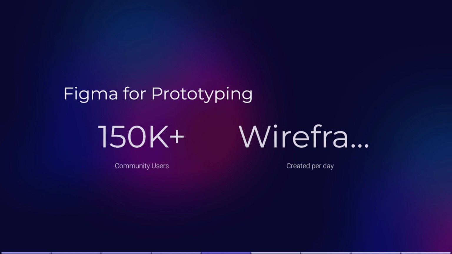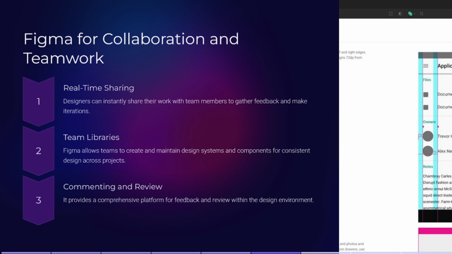Now we'll see why Figma prototyping is well suited. First of all, there are 150k community members. Figma for collaboration and teamwork. Real-time sharing: designers can instantly share their work with team members to gather feedback and make iterations. Team libraries: Figma allows teams to create and maintain design systems and components for consistent design across projects. Commenting and review: it provides a comprehensive platform for feedback and review within the design environment.